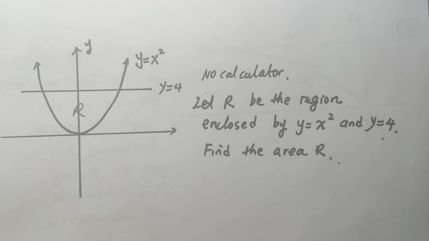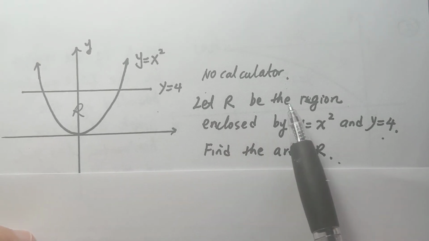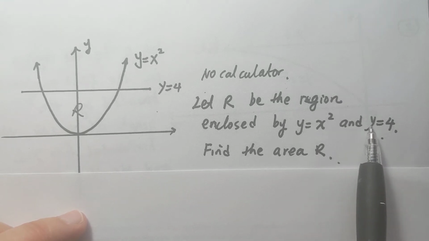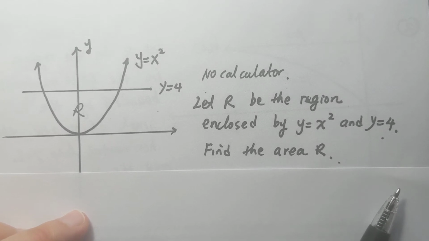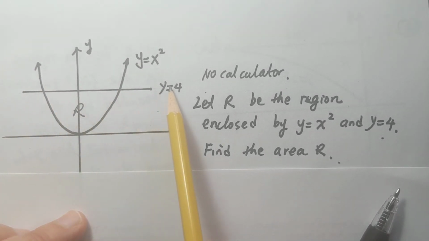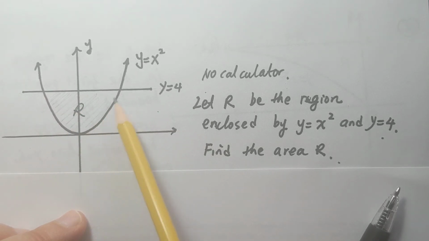Question number 2. The question said no calculator. Let R be the region enclosed by y equal to x squared and y equal 4. Find the area of R. So we had the parabola y equal to x squared, and we had the horizontal line y equal 4. So this is the area of R.